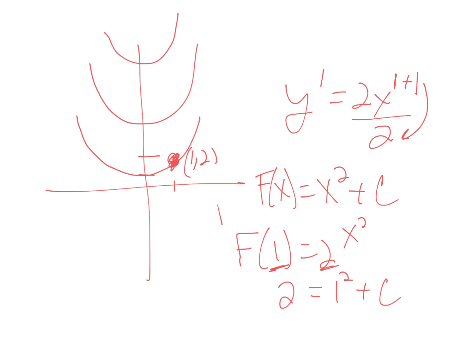Okay, and this happens every time. So don't forget the c when you're doing the antiderivative. And if they give you a point on the curve, then you can find c, get rid of the c, and get a specific answer. Okay, so hopefully that helps and makes that pretty easy to do.